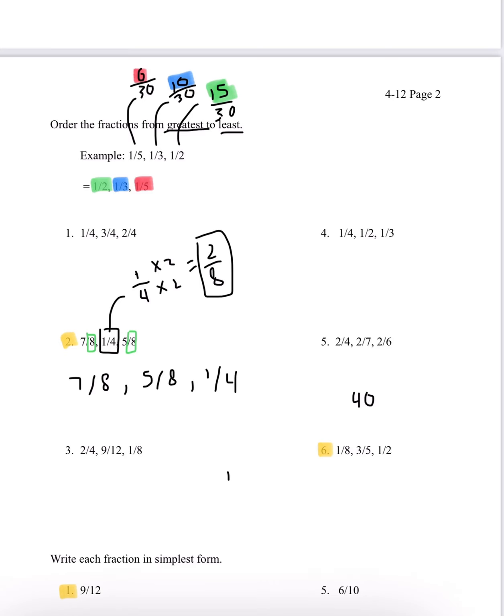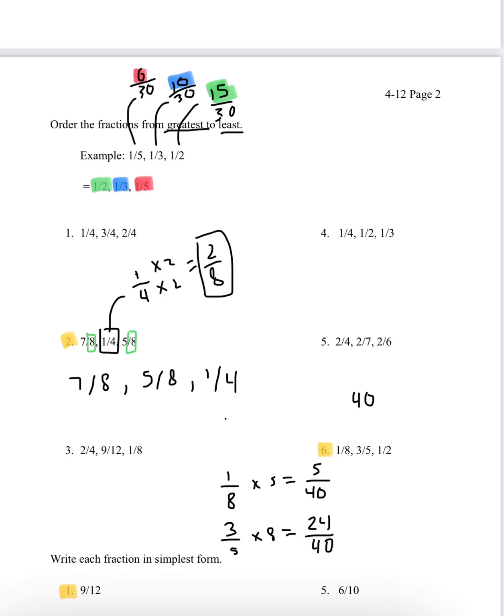So, let's first start with 1 over 8. 8 can go into 40 5 times. So 1 times 5 is 5. 8 times 5 is 40. 3 over 5 is next. 5 can go into 40 8 times. 3 times 8 is 24. 5 times 8 is 40.